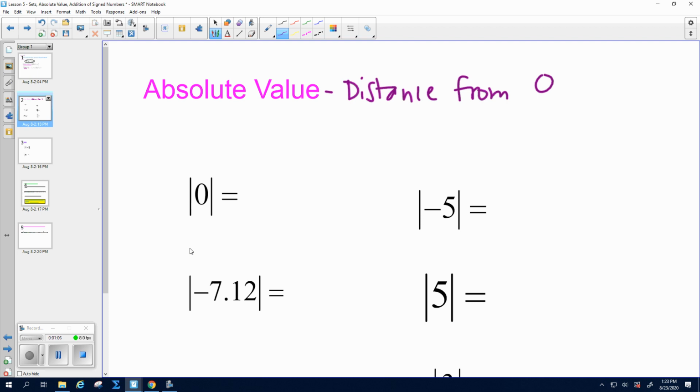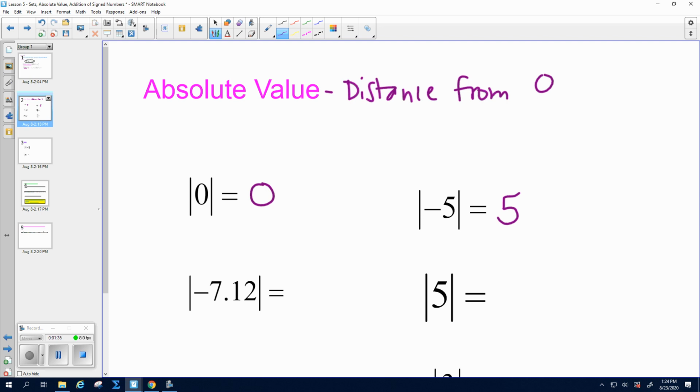Okay, absolute value. So write down that absolute value means distance from 0. So the absolute value of 0. How far away is 0 from 0? It is 0 units away from 0. Notice I got rid of the absolute value bars. These are called absolute value bars. We dropped those. All right, the absolute value of -5. How far away is -5 from 0? Well, it is a distance of 5 units away. Notice we dropped the negative sign and I got rid of the bars.